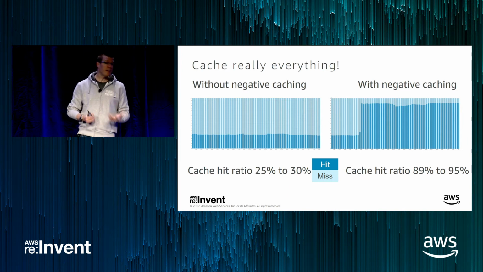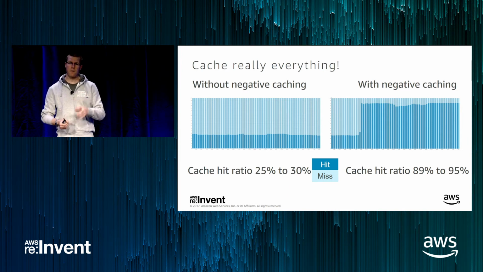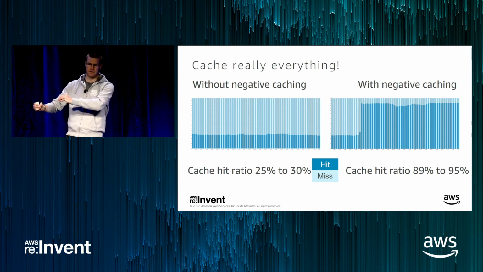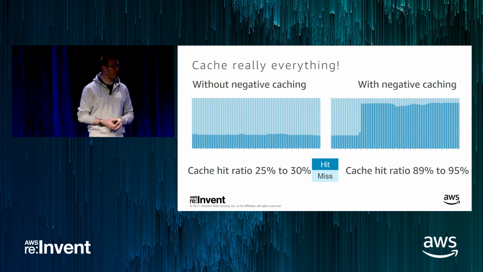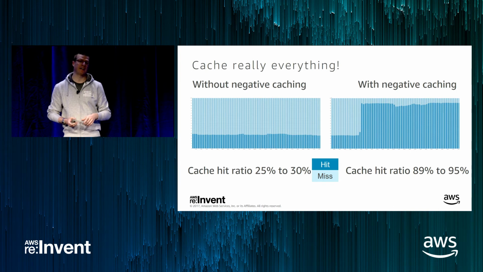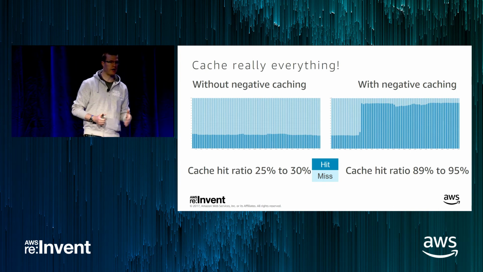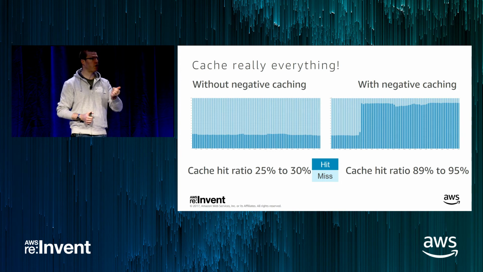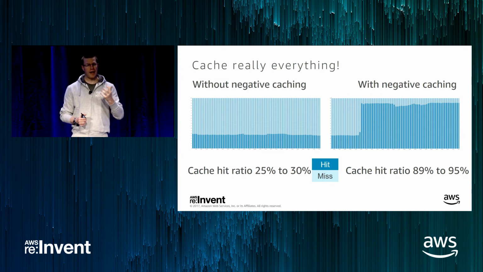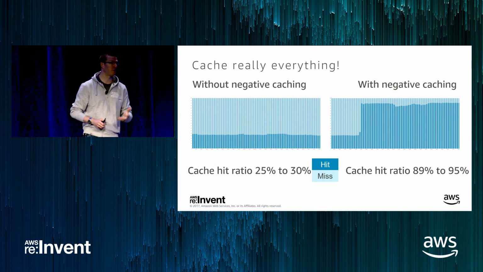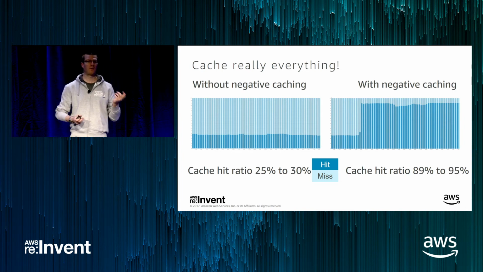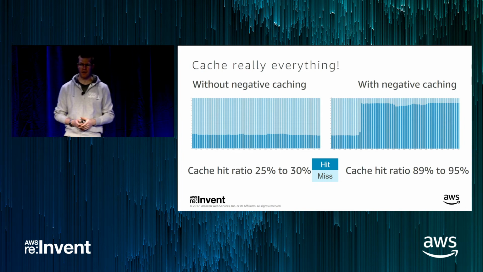So when we implemented negative caching, so just saving the information that there is no result for this query to Redis, our cache hit ratio went up from 25 to 30% up to 89 to 95%. So with this very small change in our application, and accepting that even in a no result there is valuable information that should be cached, we save, again, multiple $1,000s every month. So that was simple for the next 10 years of re:Invent, right?